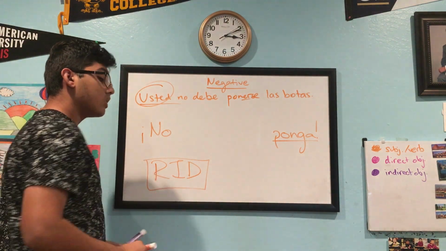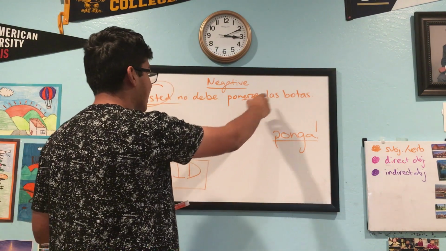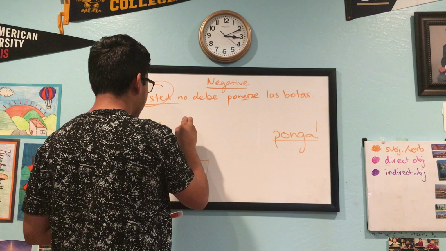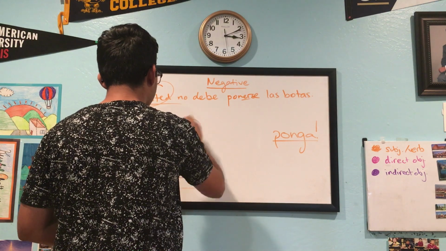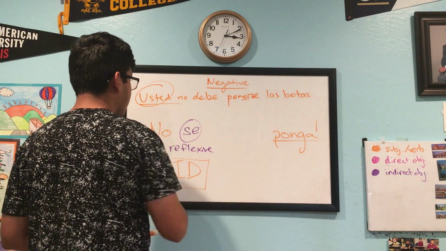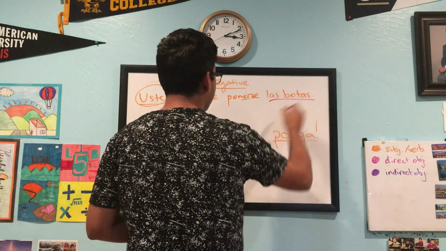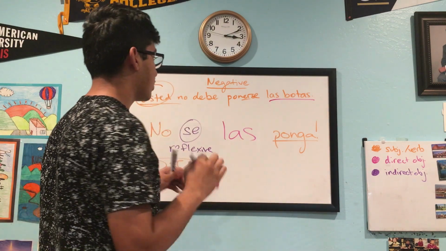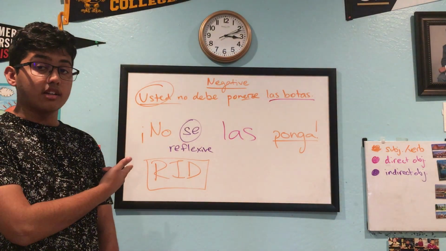Do we have a reflexive pronoun? Yes, we do. We have se, right? Ponerse la ropa, or here ponerse las botas. So we have to put the se first. I'll use purple because I only have 3 markers and I can't use magenta. So se is our reflexive. Okay. Do we have an indirect object pronoun? No. There's nothing here. And we do have a direct object pronoun, las botas. So the answer will be no se las ponga. Do not put them on. Alright, so this is how you do a negative command.